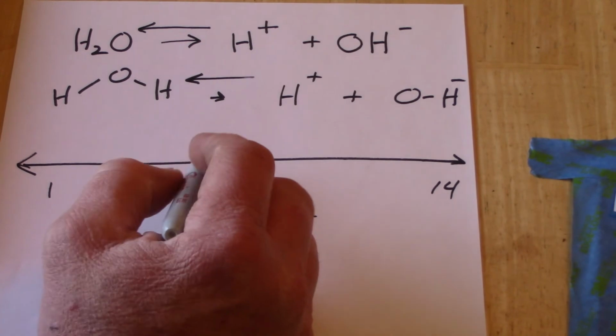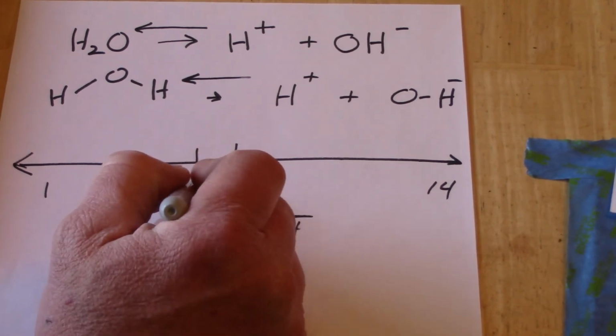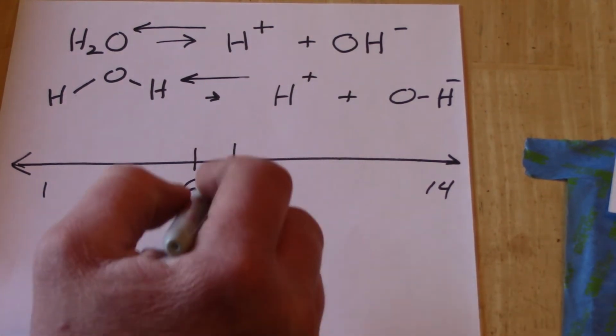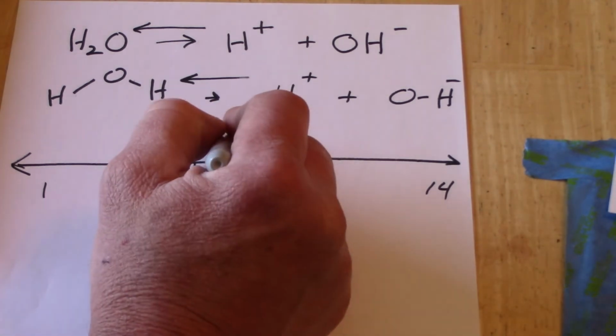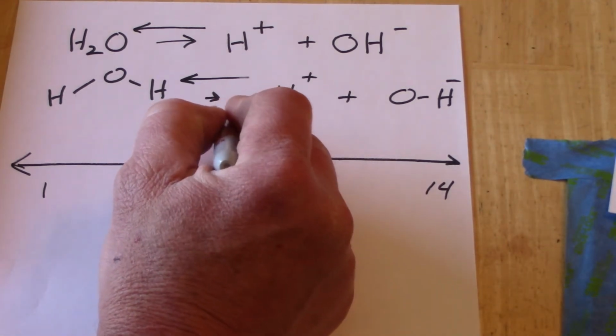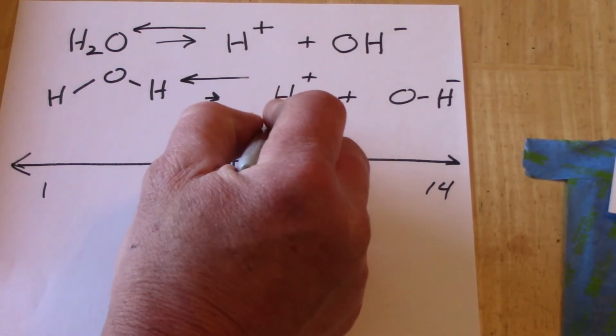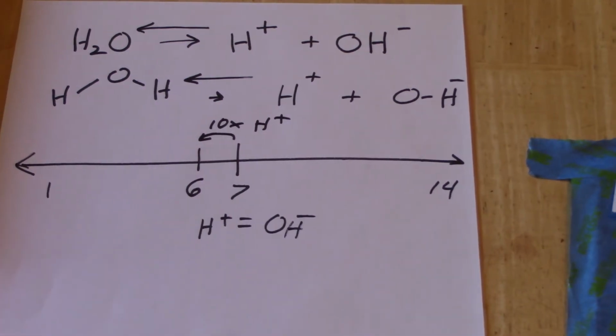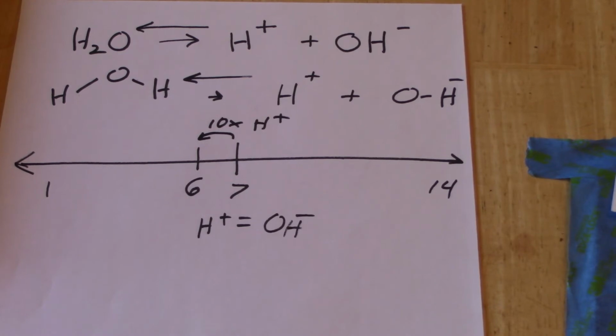For each change of a pH unit, so if we go from 7 to 6, this has 10 times as many H pluses. So this scale is logarithmic, which means for every one scale change, it's actually 10 times as much hydrogen ions.